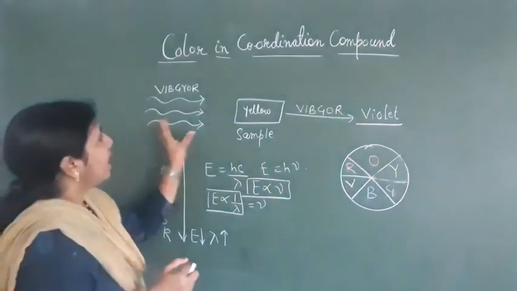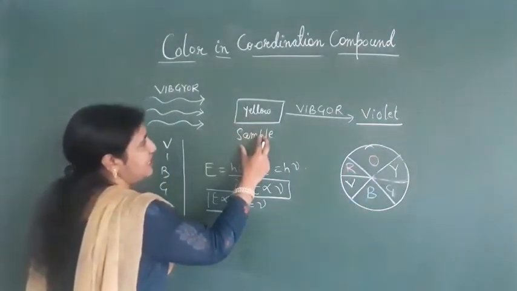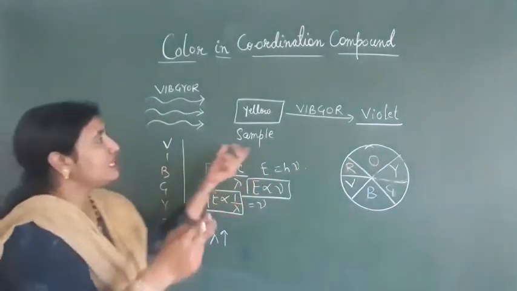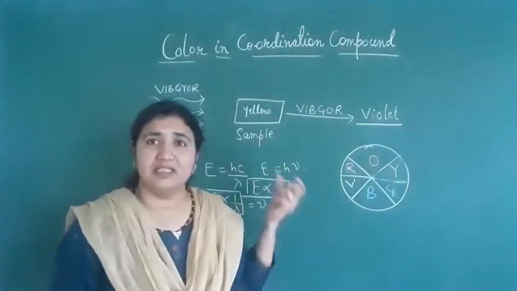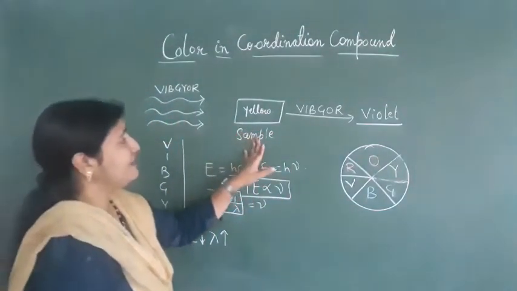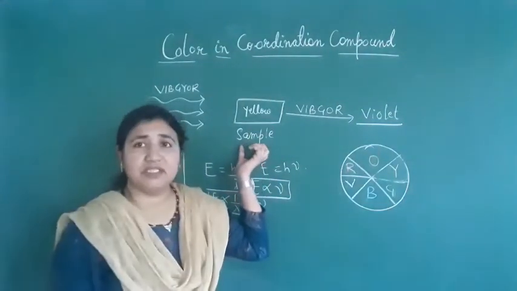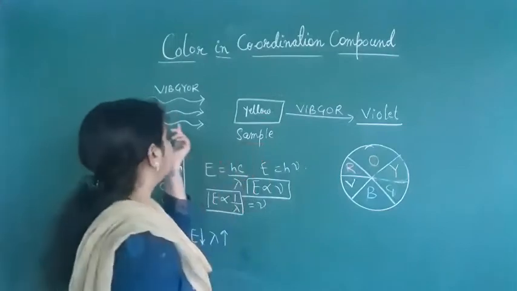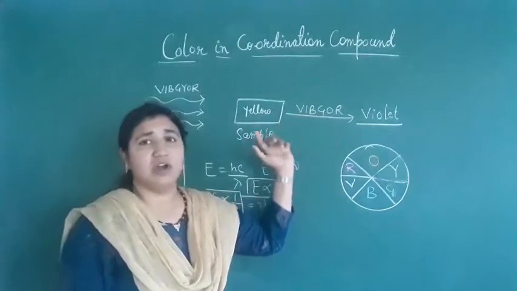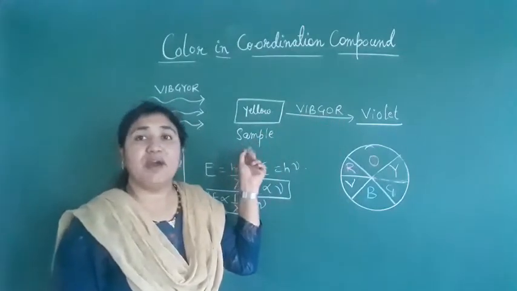Now if a sample absorbs all the wavelengths and does not reflect anything, then the sample appears black. And if the substance does not absorb any wavelength, the light will be transmitted or reflected as it is, all the colors of VIBGYOR, then the sample appears white.